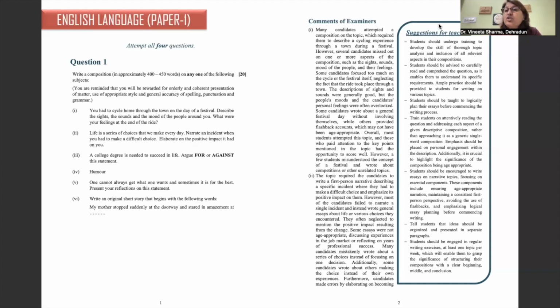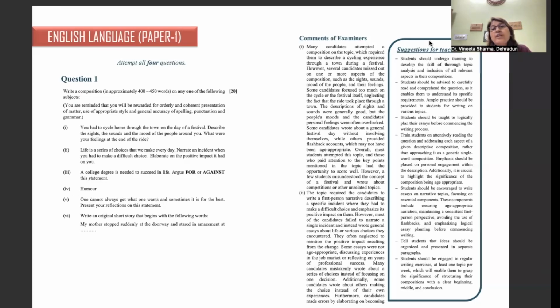And there are different kinds of compositions. Now, a composition is always marked on the basis of 2 things. One is the content, another thing is expression. Expression means your linguistic ability. Linguistic ability means how grammatically correct sentences you form, what kind of vocabulary you use, whether your punctuation is up to mark or not. So all that comes under expression.